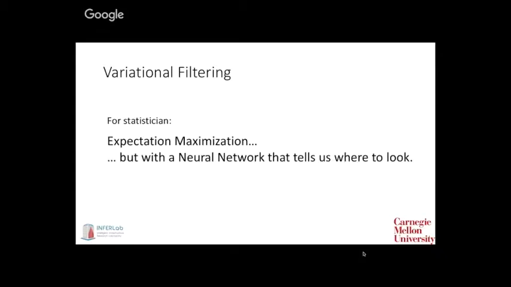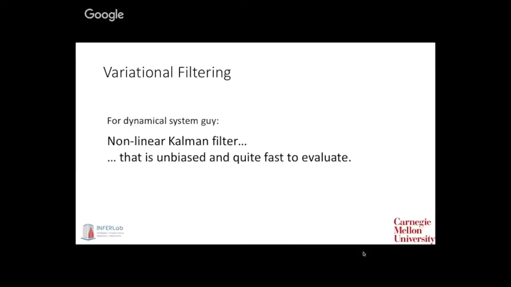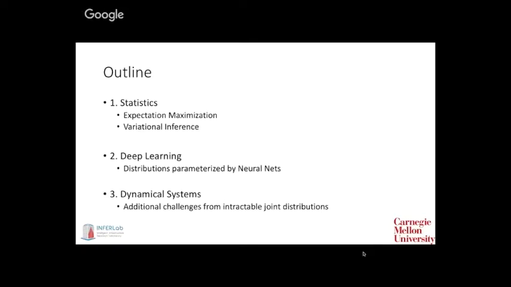Depending on your background, I would summarize the algorithm differently. If you are a statistician, I would say it's expectation maximization, but we have a neural network that tells us where to look for probability mass. If you're a machine learning researcher, I would sell it as an unsupervised deep neural network that learns to perform posterior inference. And if you're from the dynamic systems community, I would say it's a nonlinear Kalman filter that is unbiased and is pretty fast because of the neural network. And this is basically the angle of attack.